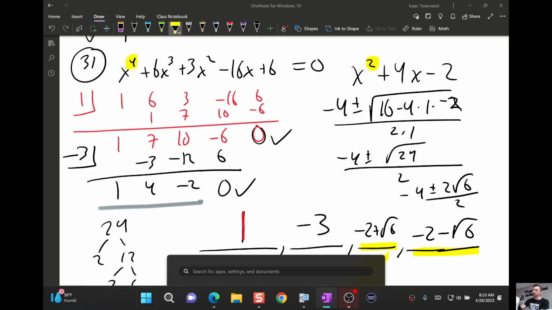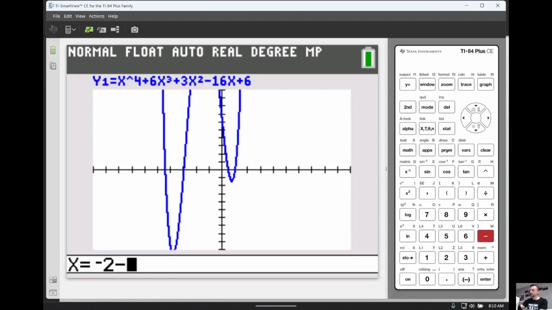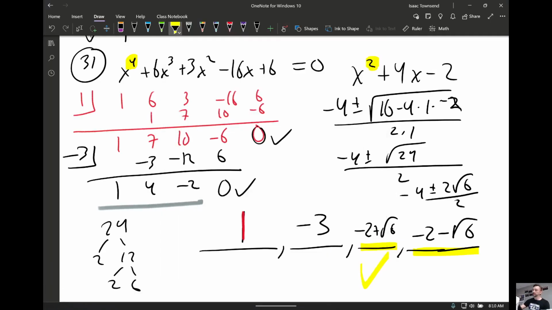And then -2 minus the square root of 6, trace -2 minus the square root of 6, enter, and it will jump to that point. And for that x value, we get exactly a y-intercept, which is what we are looking for, because that's what a 0 is. So even when it's weird decimals like that, your calculator is not going to help tell you what those are, but once you figure them out by hand, it does do a pretty good job of helping you check them.